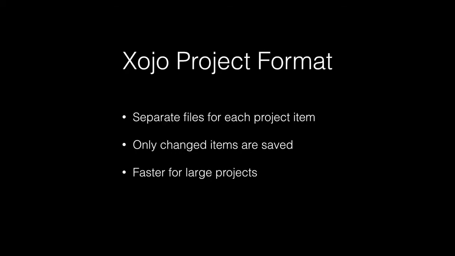So I mentioned the Xojo project format, separate files for each project item. It is nice that when you save your Xojo project, only the items that you've actually changed are saved. So this makes it faster when you're working with large projects. One thing about the Xojo project format, though, is it's only available if you have a Xojo license. If you're running the unlicensed version of Xojo, the only format you can save in is the binary format, which, although you can use it with a source control system, kind of defeats the purpose because you only have a single file and you're not really able to track changes in it.